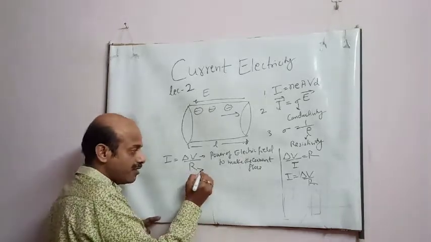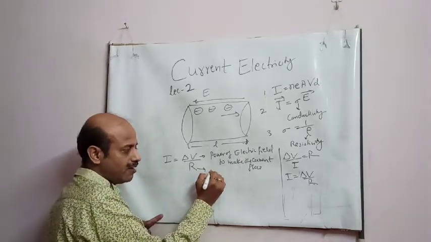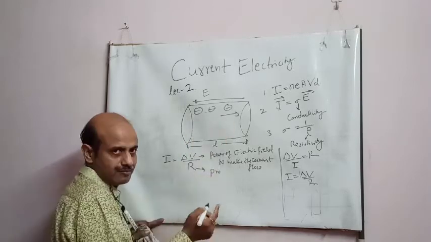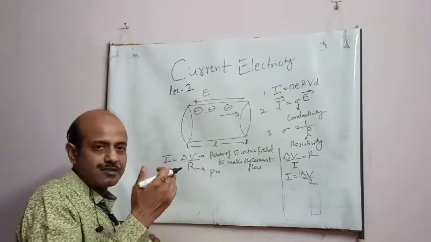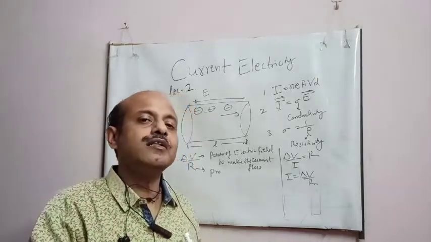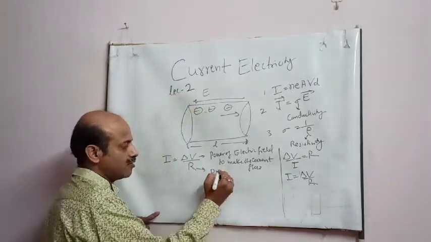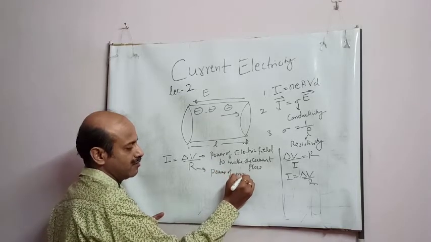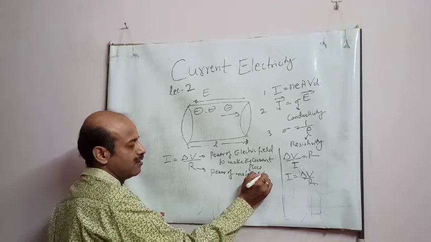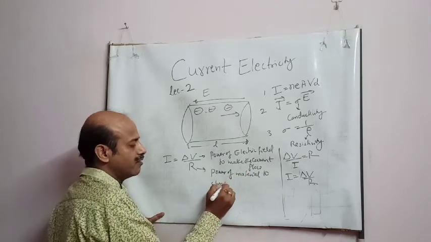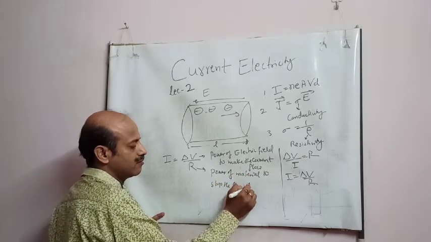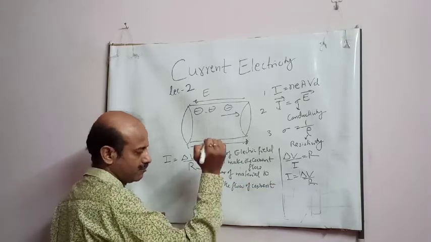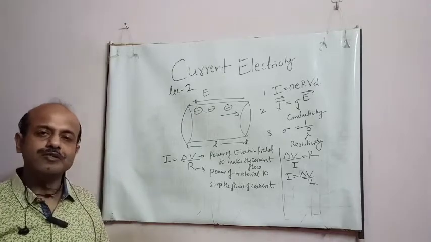Now, what is R? Resistance. It is the property of the material, because as the electrons are traveling, they are colliding. That collision is obstructing the path of the electron. So this is the power of the material to stop the flow of the current.